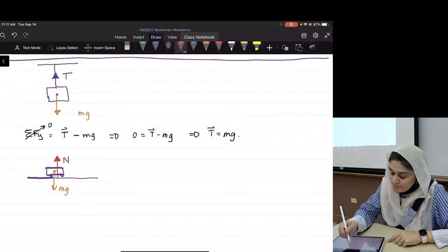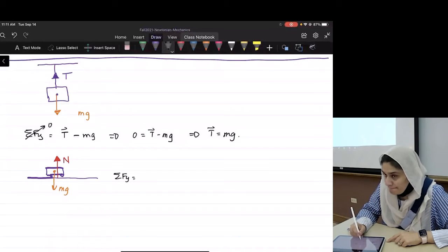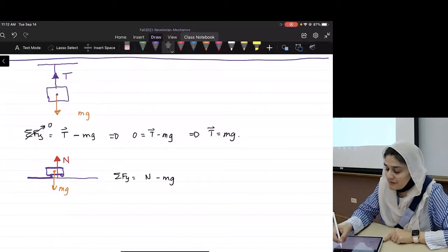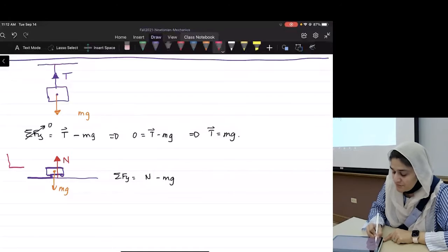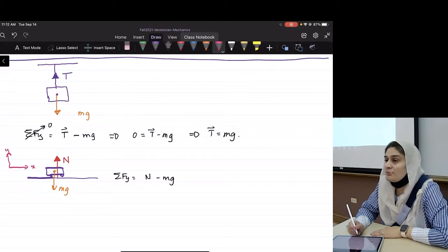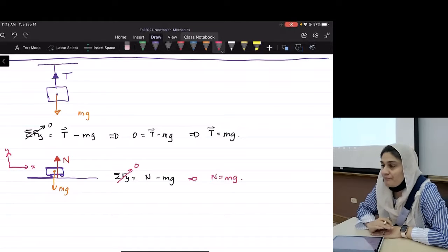Now, what will the equation be written as? Newton's force equation, Sigma Fy equals N minus mg. Everybody knows how to do coordinate systems, right? The reason I'm writing it this way is because I've chosen my coordinate system as X and Y, just a normal coordinate system. So is this car moving? No. That means this goes to zero, and I can get N equals mg.